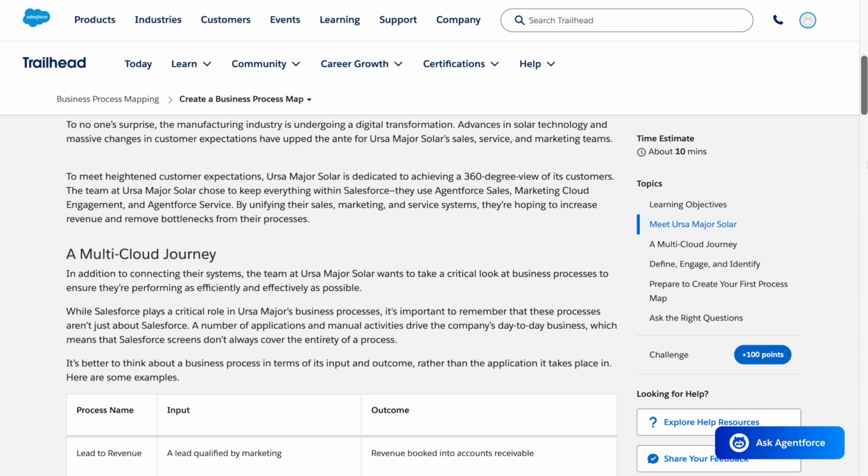Advances in solar technology and massive changes in customer expectations have upped the ante for Ursa Major Solar's sales, service, and marketing teams. To meet heightened customer expectations, Ursa Major Solar is dedicated to achieving a 360-degree view of its customers. The team at Ursa Major Solar chose to keep everything within Salesforce. They use Agentforce Sales, Marketing Cloud Engagement, and Agentforce Service. By unifying their sales, marketing, and service systems, they're hoping to increase revenue and remove bottlenecks from their processes.